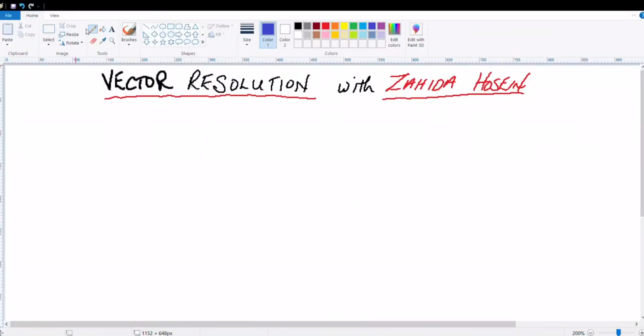Okay, so here we go. This is our second video for vector. This is actually entitled Vector Resolution, with of course the hidden seed. And what we can understand is, what do we mean by vector resolution?